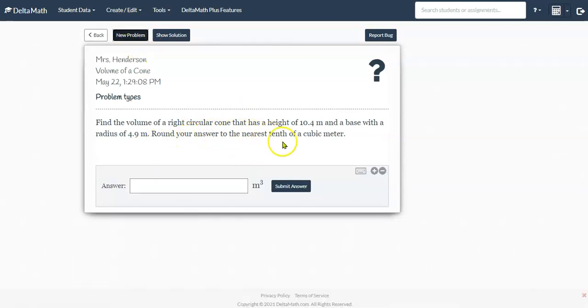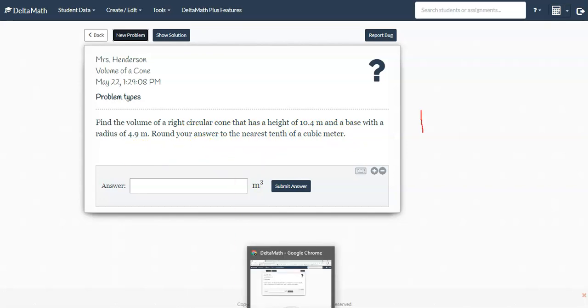Find the volume of a right circular cone that has a height of 10.4 and a radius of 4.9. Well, that's going to be a simple one for you because you don't need to alter this in any way. It's just pi times radius squared times height. Those numbers fit right into that formula. You type them into your calculator and you round to the nearest tenth. 4.9 and 10.4. Let's take a look.